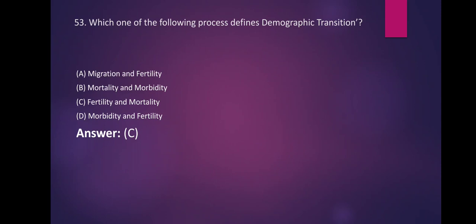Which one of the following processes defines demographic transition? Option A, migration and fertility. Option B, mortality and morbidity. Option C, fertility and mortality. Option D, morbidity and fertility. The correct answer is option C, that is fertility and mortality.